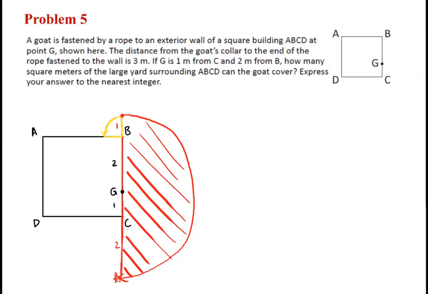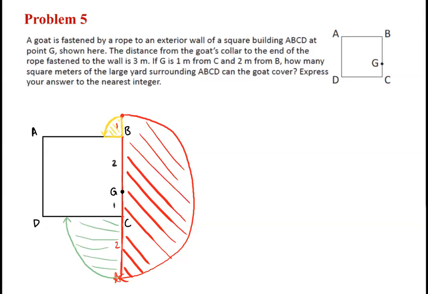So back to point C, the goat can also move here. The goat can cover this area too. Let me just shade in this thing a bit. And all of these shaded regions are where the goat can cover. So we just have to add all these areas together and we will get our answer.